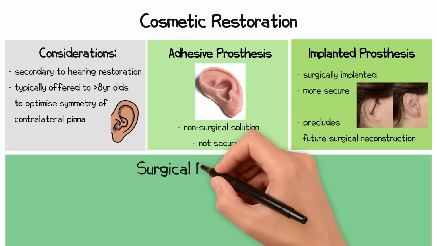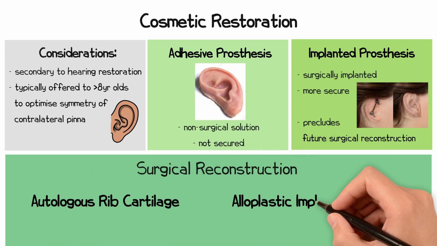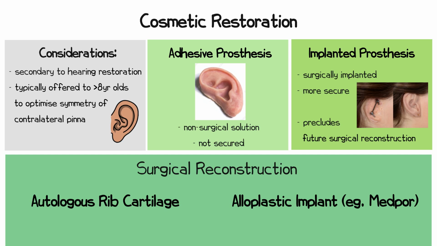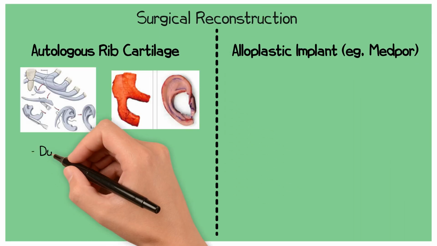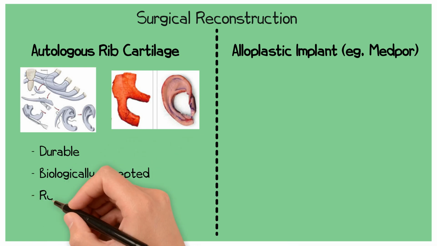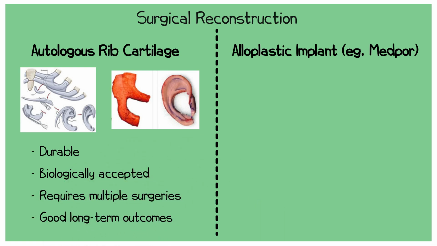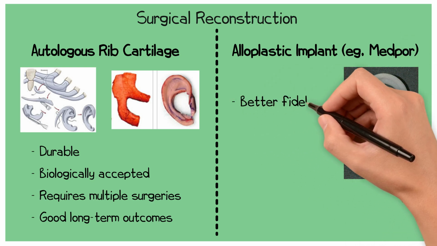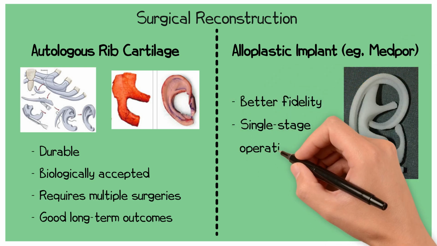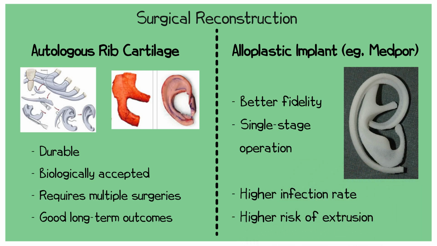For surgical reconstruction, the two main options include autologous rib cartilage or an alloplastic implant, such as Medpor. Autologous cartilage is harvested from the rib and provides a durable and biologically accepted framework, but requires multiple surgeries, though has good long-term outcomes. By contrast, alloplastic materials allow a higher fidelity cosmetic outcome in a single stage, but have a higher rate of infection and subsequent extrusion.